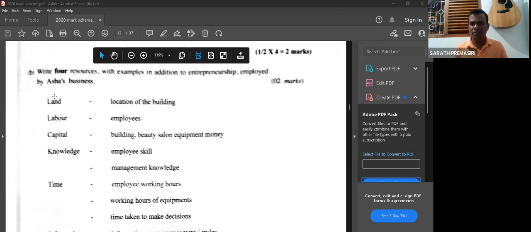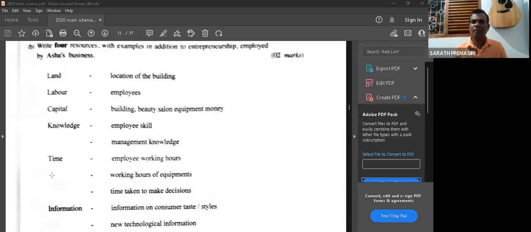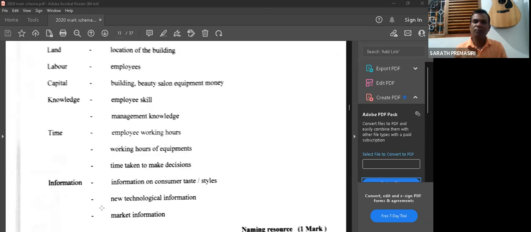Now here, Asha uses land, the location of the building. Labor: employees. Capital: building, beauty salon, equipment, money. Those are the capital items. Knowledge: employees' knowledge, management knowledge. Time: employee working hours, machine hours of equipment, and time taken to make decisions.